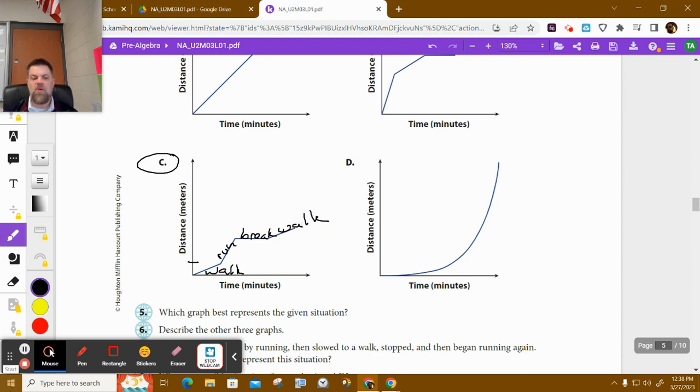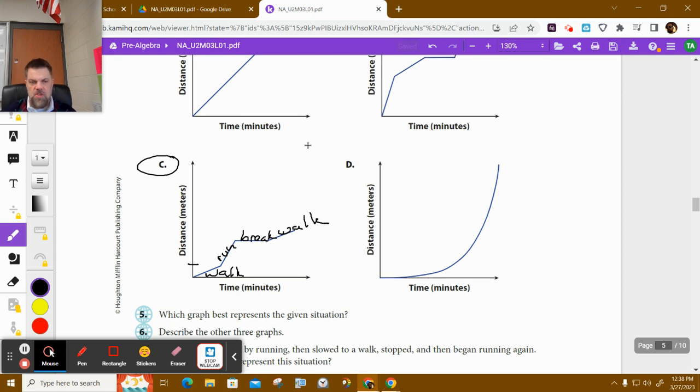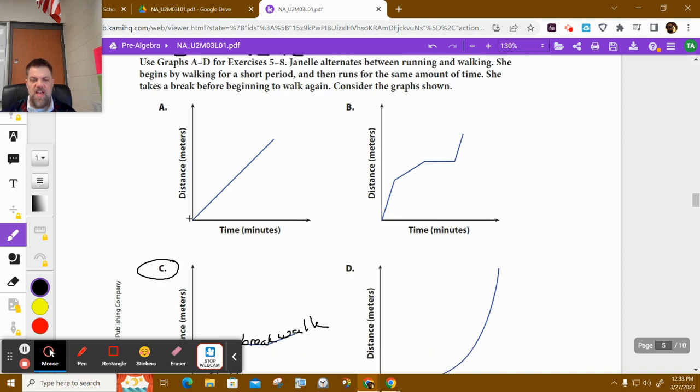In other words, she's creating some distance. She's moving some distance, but not as much as she is when she's running. This first one, and let's look at this. This one is a steady speed the whole time. You can't even do that in a car hardly. This is saying that she walked at the same distance the whole time.